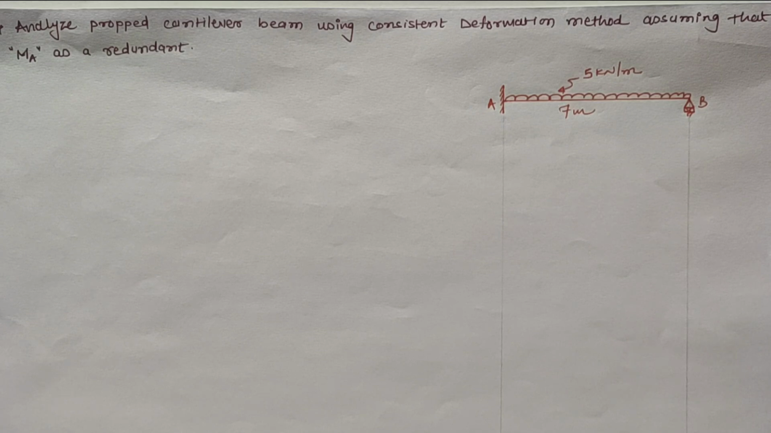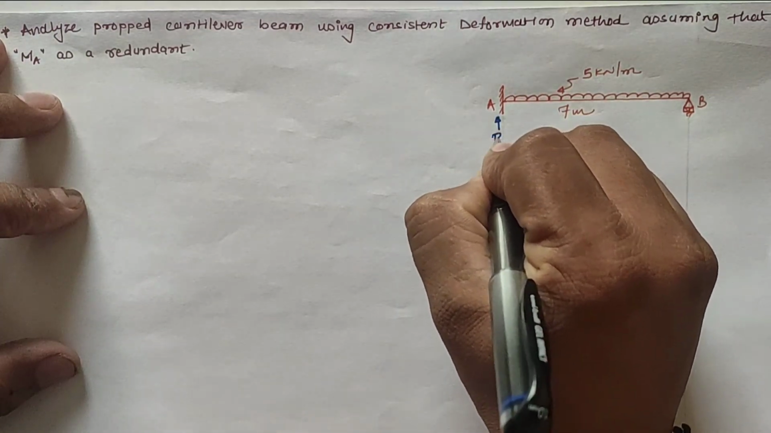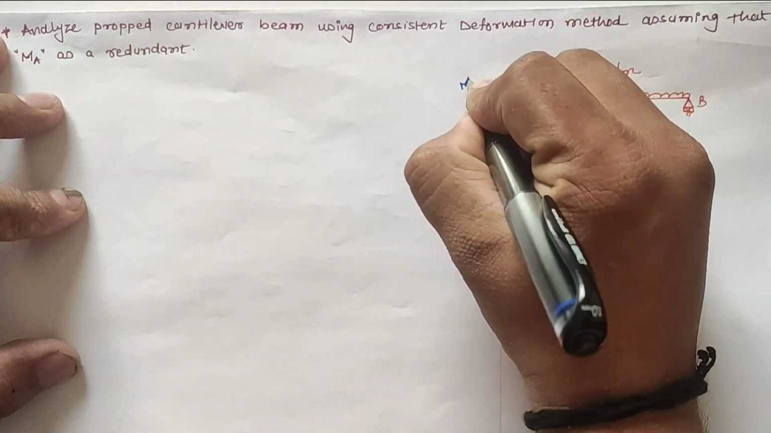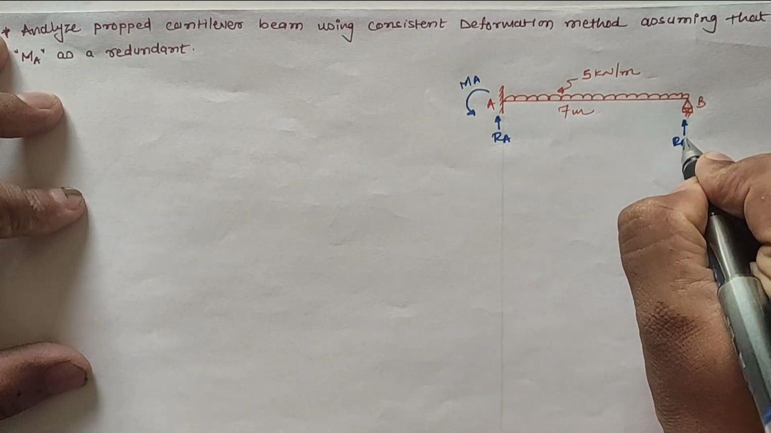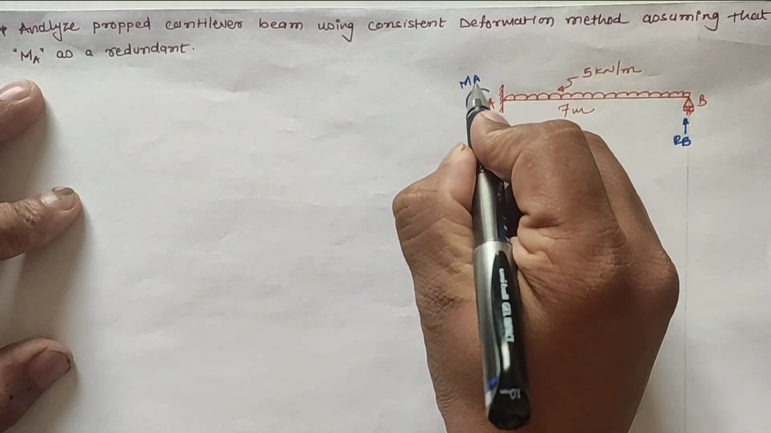Hello friends, today we are going to learn about the consistent deformation method by assuming moment at A as a redundant. According to the given figure, the reactions are the vertical reaction at A, the anticlockwise moment which is assumed to be MA, and the vertical reaction at B as RB. According to the given data, we have to select MA as a redundant.